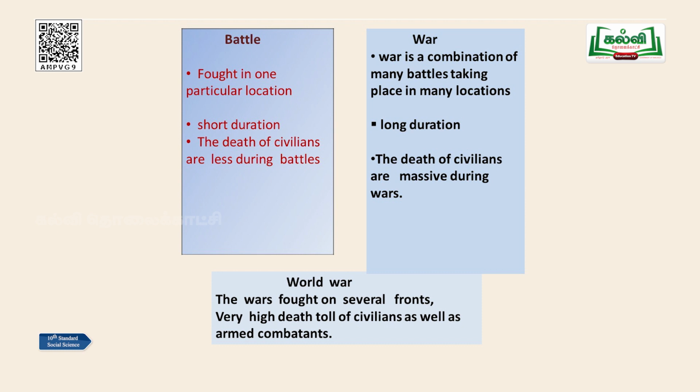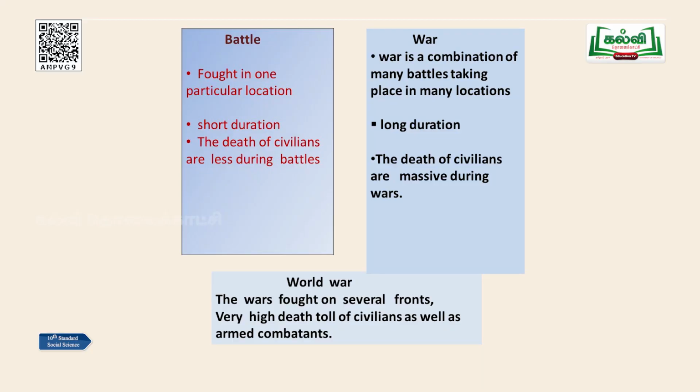The third feature of a battle: the death of civilians is less during battles. Who are civilians? Civilians are people like us who are not directly involved in the war. So what are the basic things we know about battle? It is fought in one particular place, the duration will be short, and the death of civilians is less.